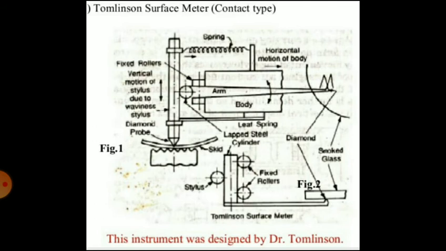For measuring surface finish, the body of the instrument is moved across the surface. The vertical movement of the probe caused by surface irregularities makes the horizontal lapped cylinder roll. So there is a rolling of the cylinder due to upward motion of the probe, because that lap steel cylinder is placed in between the fixed rollers and the vertical stylus. So due to the upward and downward movement of the stylus, there is a movement of the lap cylinder.